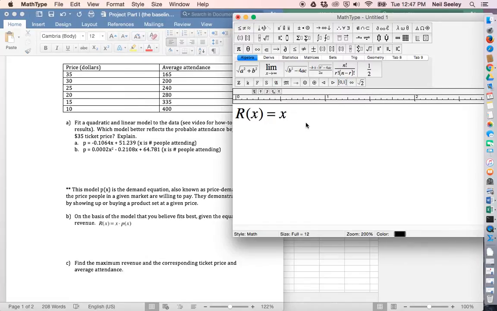But for us, it's going to be X times, if I put this in here, our P of X. Now, instead of writing P of X this time, what I'm going to write is the actual function that we came up with. So if it's the linear one, I'm going to put that in here as my price. That was negative 0.1064 X. There we go. So that'd be my linear version.